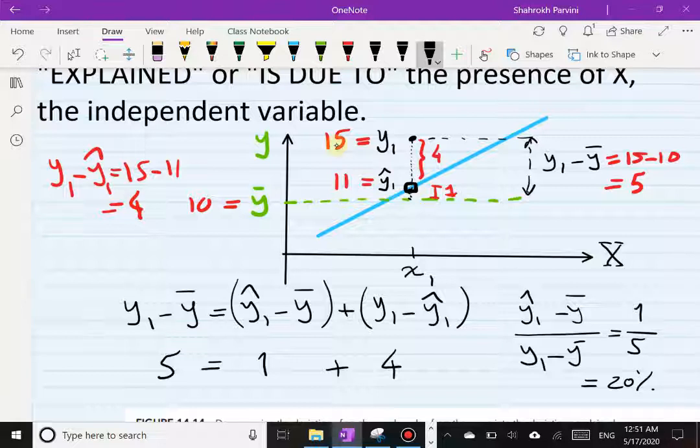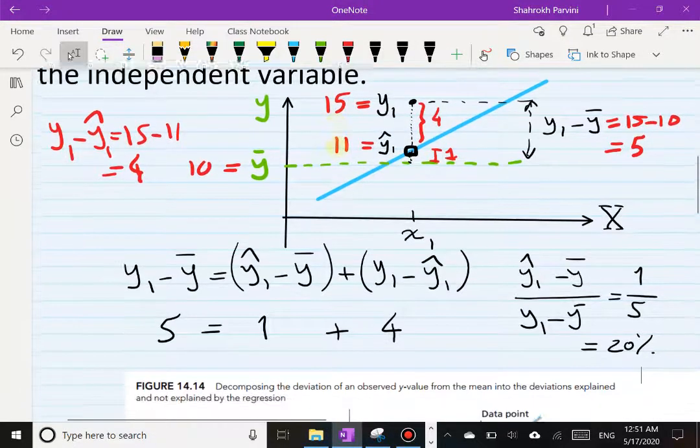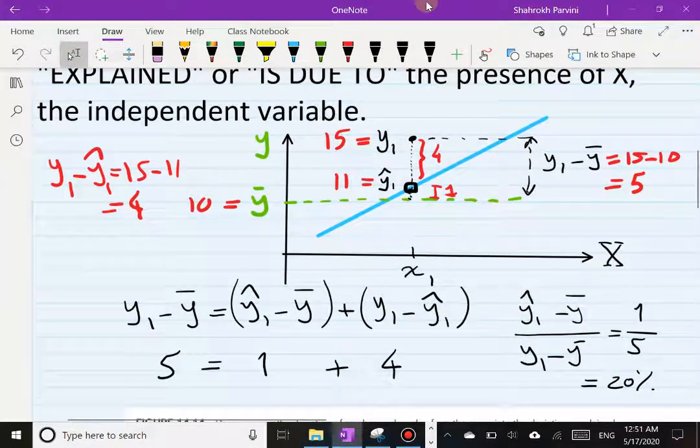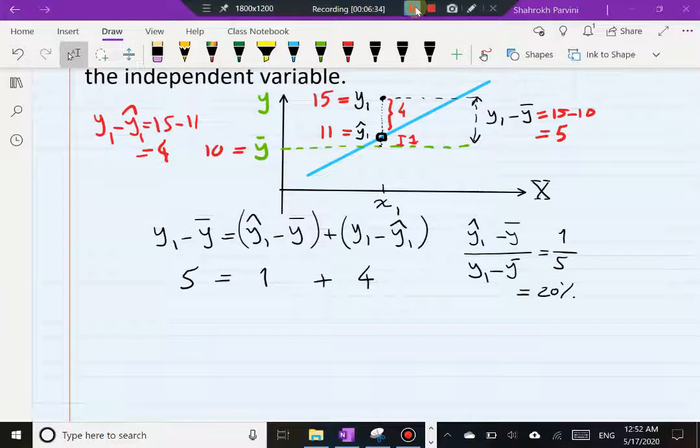That's the contribution, or that's how much of that deviation is accounted for by the regression line, right? Okay. Now, let's take a look at another example. Okay, so let's now do our next example here.